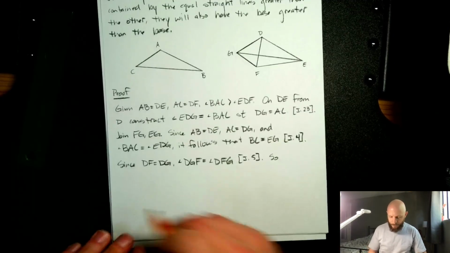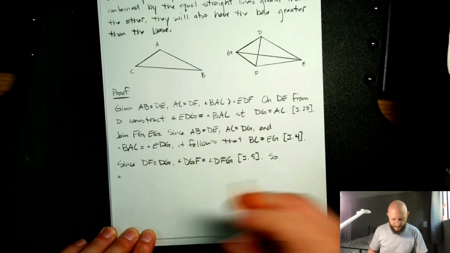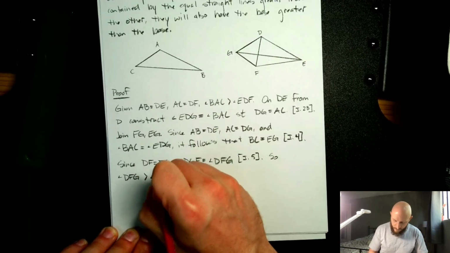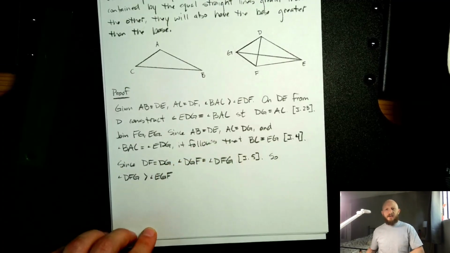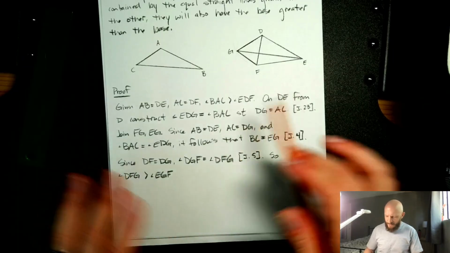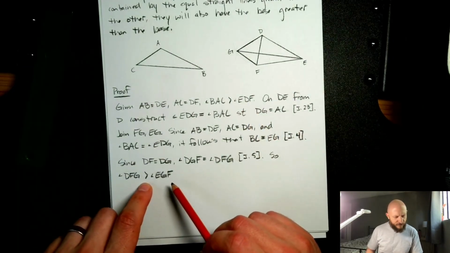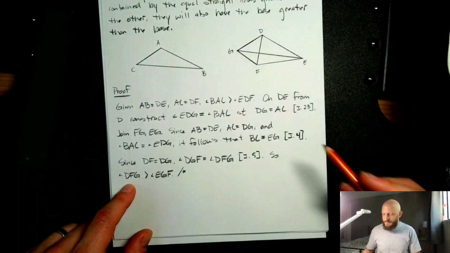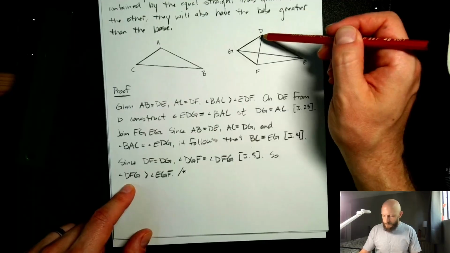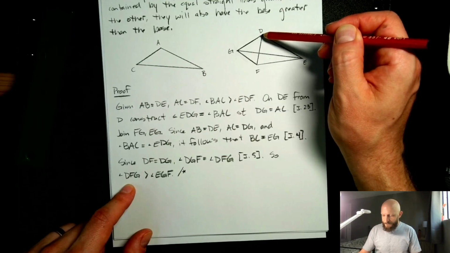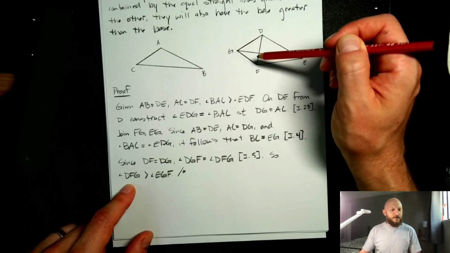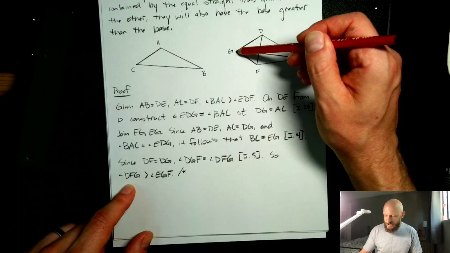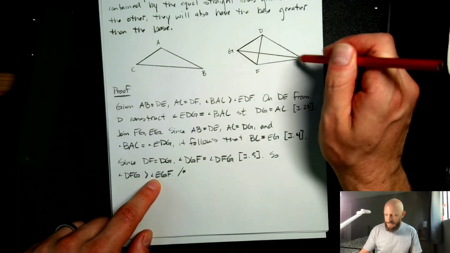So, angle DFG is greater than angle EGF. If you'd like to take half a second, pause the video, see if you can prove that. I'll write it out right here, just as kind of a note. The reason is because DFG, which is equal to DGF, is larger than EGF.